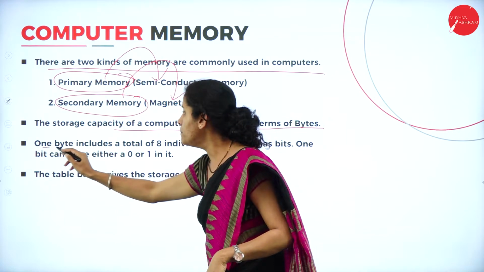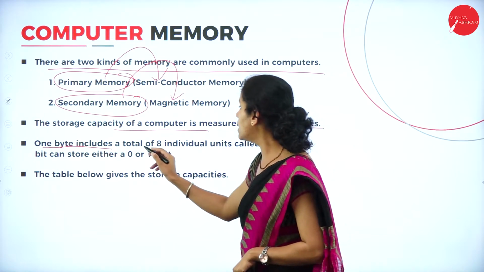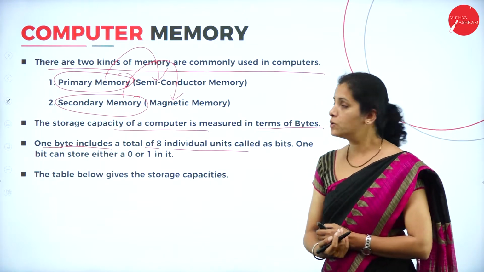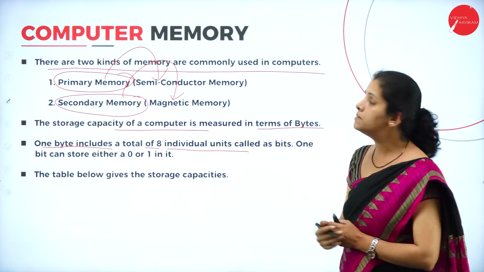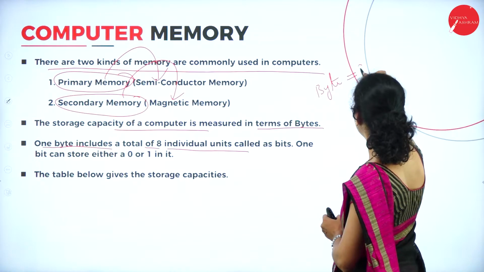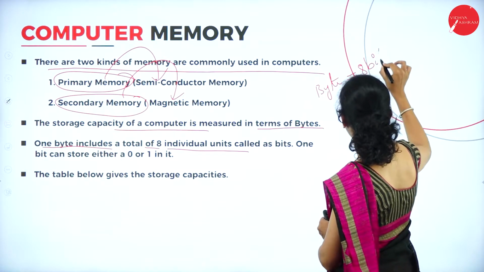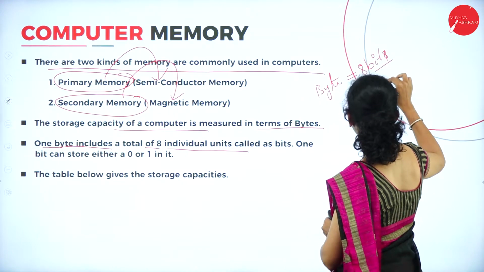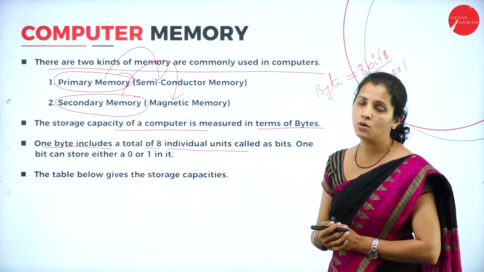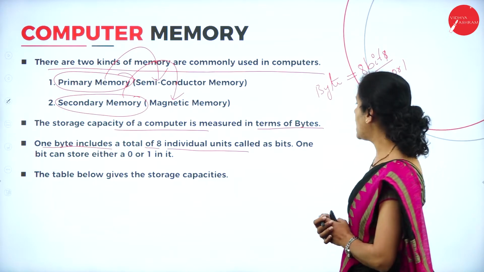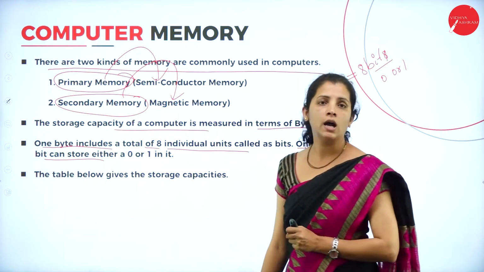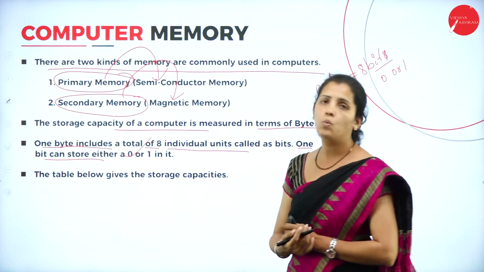So here 1 byte includes a total of 8 individual units called bits. So here memories are measured in terms of bytes. So what is this byte? That is nothing but 8 bits. So what is this bit? Here a bit is nothing but 0 or 1. That means I can have 0 or 1, and this is known as a bit. So here 1 bit can store either 0 or 1.